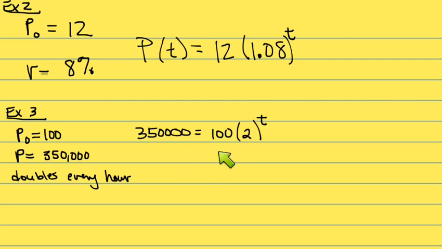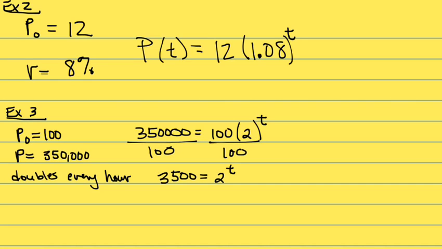Is there something I can do here first before I solve it? I want to divide by 100. I need to get rid of it, so I need to do everything I can before I switch it over. So let's go ahead and divide by 100, and so 3,500 equals 2 to the t.